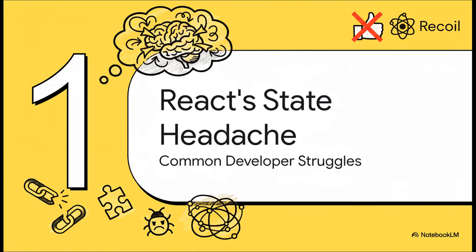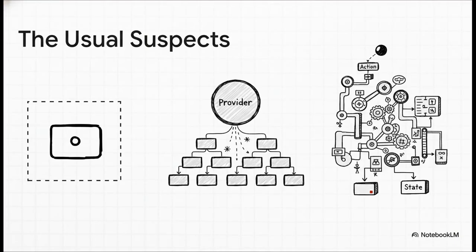So before we jump into how Recoil solves all this, let's actually diagnose the problem. We're going to take a quick look at the common headaches that led the team at Meta to build Recoil in the first place. Okay, so here are the usual suspects, right? And they all have their trade-offs.